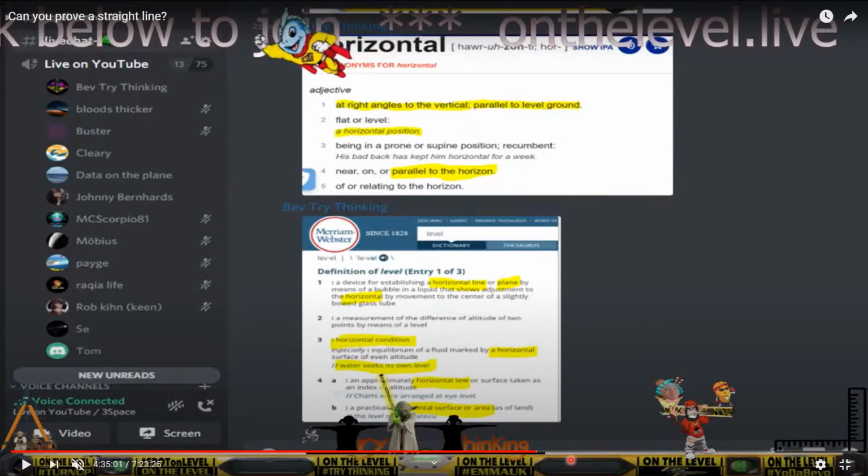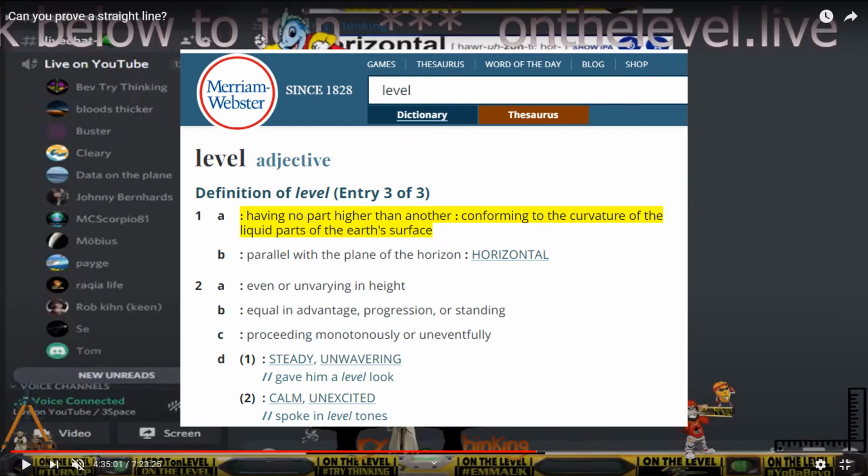Down here, he has highlighted some definitions of level to back his claims. And for some reason, he did not include this definition from the same source: having no part higher than another, conforming to the curvature of the liquid parts of the Earth's surface.